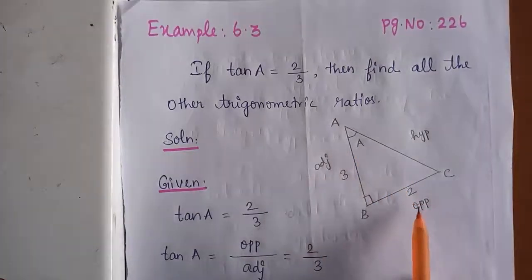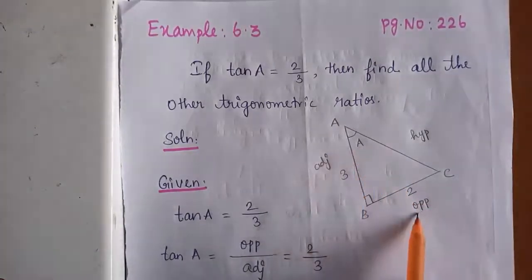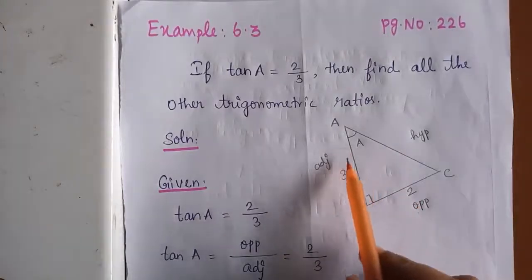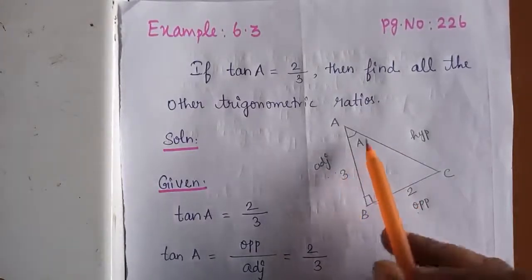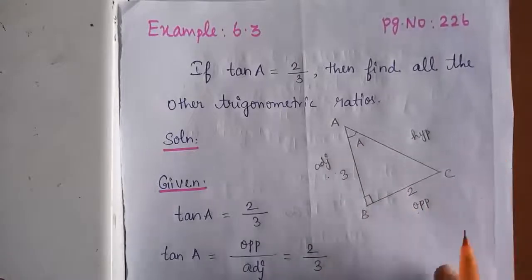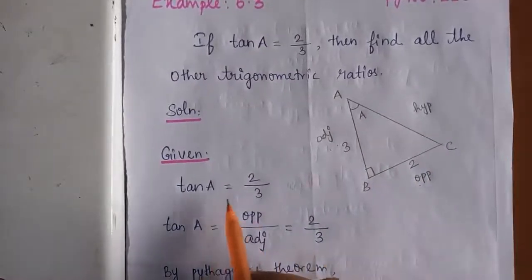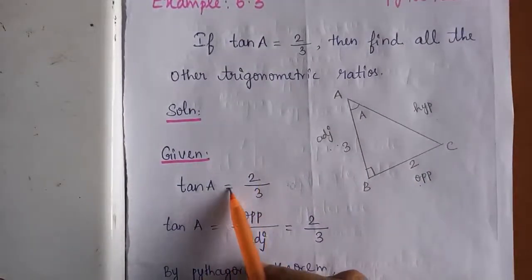So this is opposite to A. So this is the opposite side and this is adjacent to A, the adjacent side. So the remaining side AC is your hypotenuse. So tan theta is equal to 2 by 3, as given in the question.